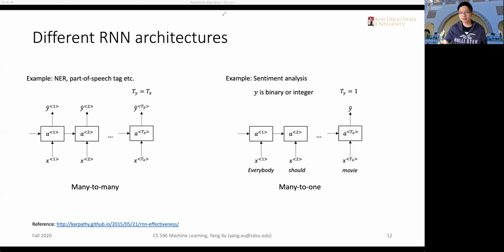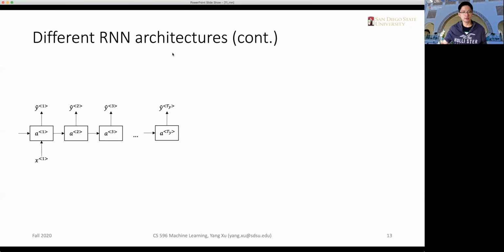So that's the second type of many-to-one architecture. And now let's look at the third type. Okay, so it's just a flip around of the many-to-one. It's one-to-many. We can notice that there's no inputs for the different time steps here after the first time step. We just use one input element, and we use that to generate some outputs y hat 1.